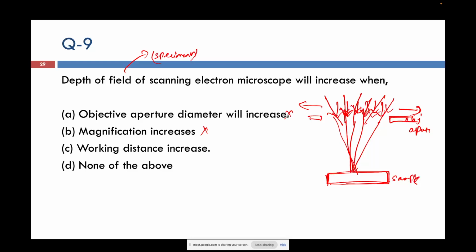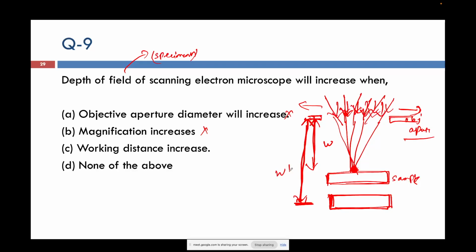Working distance increase means, let's say this was my focal point earlier, and now my focal point is somewhat here, right? So earlier the working distance from the final aperture was W. Now my working distance is increasing to here. Working distance is the distance from the final aperture to the specimen, in this case the objective aperture to the specimen. So this is W dash. So this has increased, which means the depth of field of scanning electron microscopy will increase if my working distance increases.